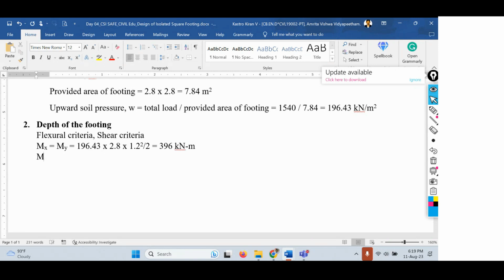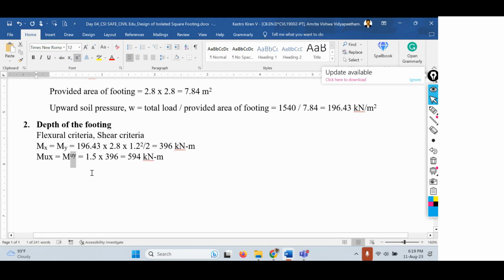So now let us calculate the ultimate moments, that is Mux equals to Muy equals to 1.5 times of 396. So 1.5 times of 396 will become 594 kilonewton meter. Okay, 594 kilonewton meter. So that's how the ultimate moments will be coming on x and y directions. Now from this, we have to calculate the depth required. So how to calculate depth required?